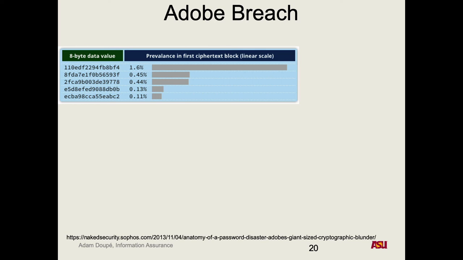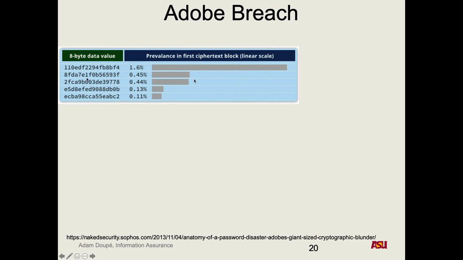And the other thing is that there's no salts in the encryption, right? Because they're not using CBC, they're not using a random initialization vector. So that means 1.6% of people in this data set of 162 million all use the same password, because their password data was exactly the same. So now we have the problem that with this crypto, if you're just encrypting the password, you also need to worry about salts and other types of things. So you have 1.6% all using the same data value, 0.45% use the second, and the third was 0.44%.